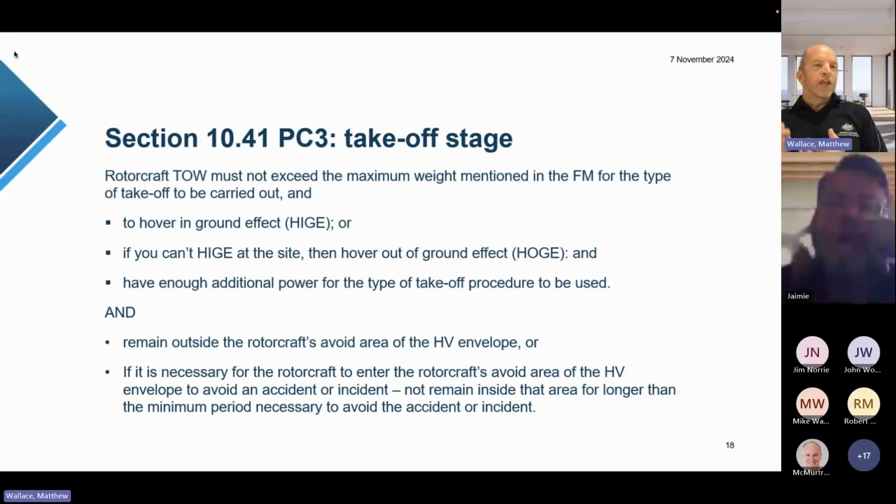It means that if I didn't go in there, I'm just going to run straight into a tree or something else. So I'm avoiding that accident or incident, and not remaining inside that area for longer than the minimum period necessary to avoid the tree. That's all that's saying there. If I've got to go in there because I'm surrounded by high trees, I'm going to go inside the HV envelope, clear the trees, and then depart. If I didn't, I'd have an accident or incident.